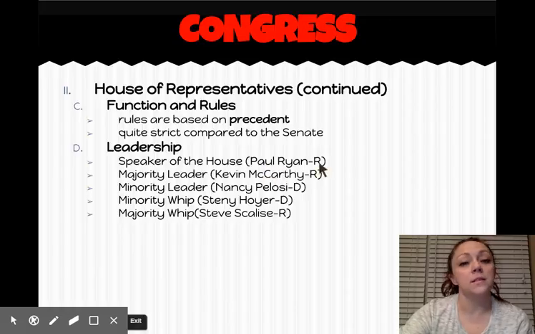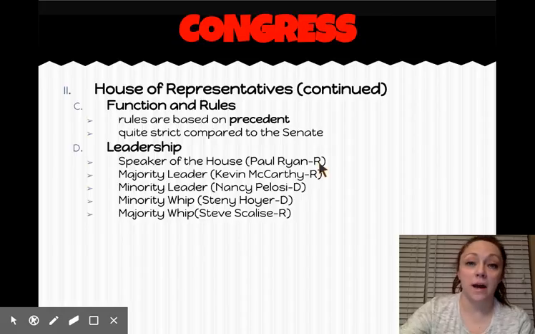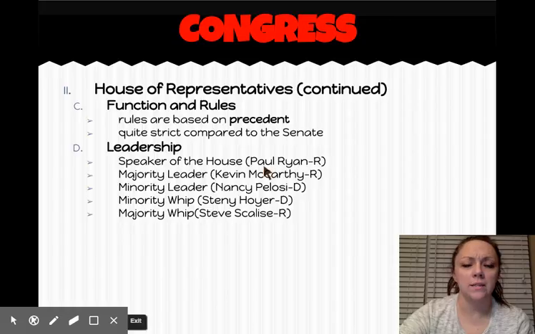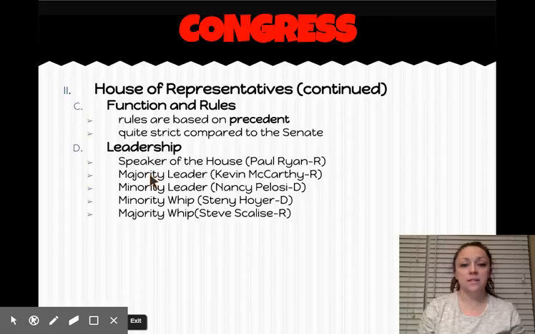Now, since the Speaker of the House is a Republican, if you didn't already know this, this would tell you that the Republican Party has the majority in the House of Representatives, because the majority party can choose the Speaker of the House. And Paul Ryan has only been the Speaker for a few months. The Speaker before him was John Boehner, and I think we probably talked about that last semester, how he resigned from the House. Next, we have the majority leader, and that person is Kevin McCarthy.